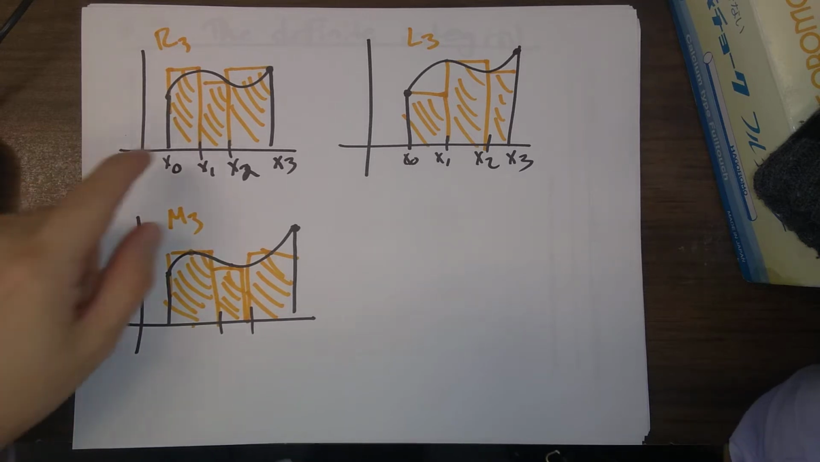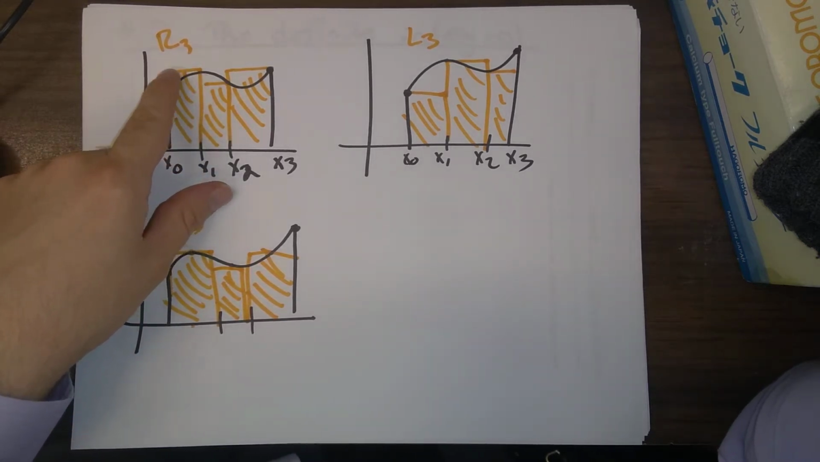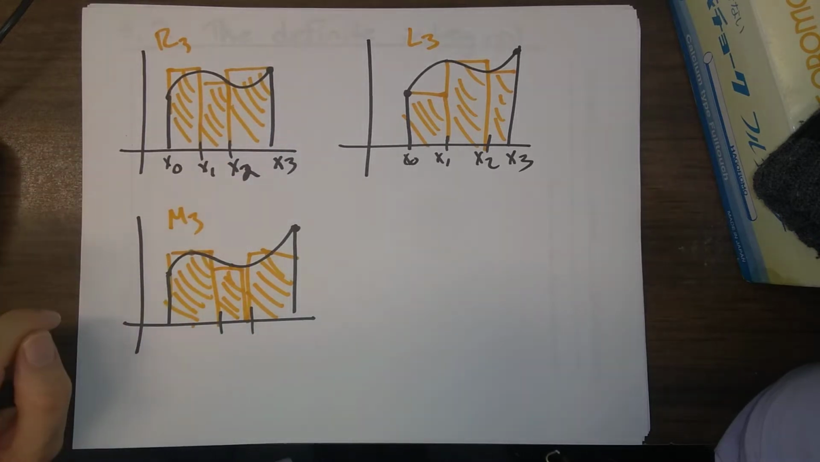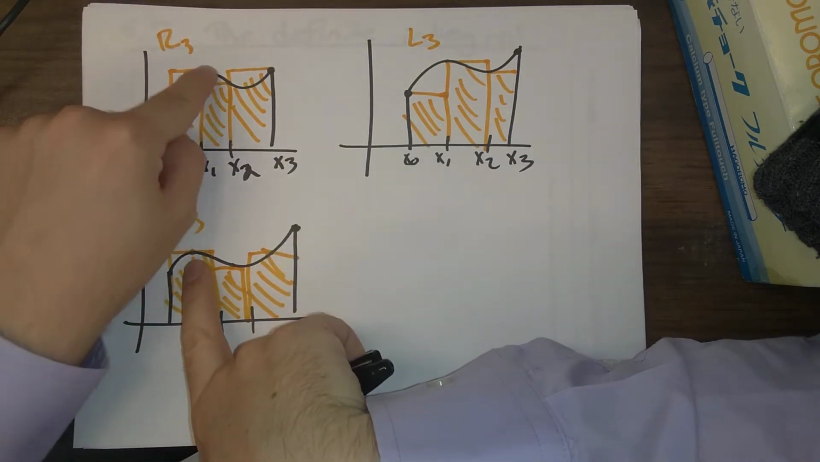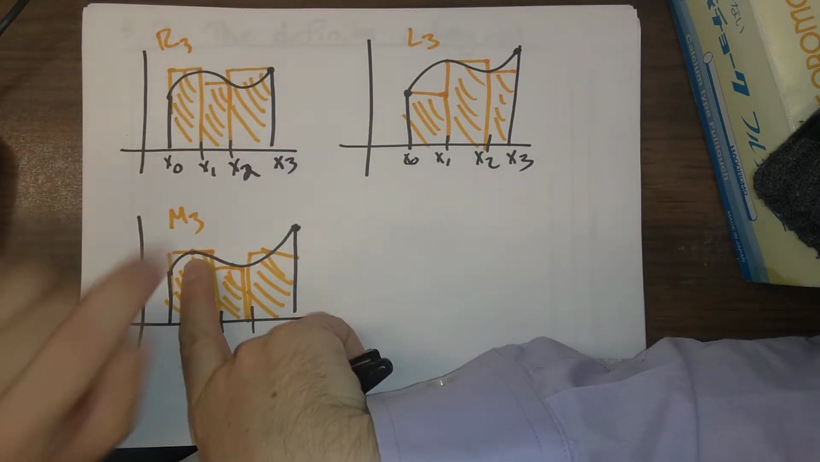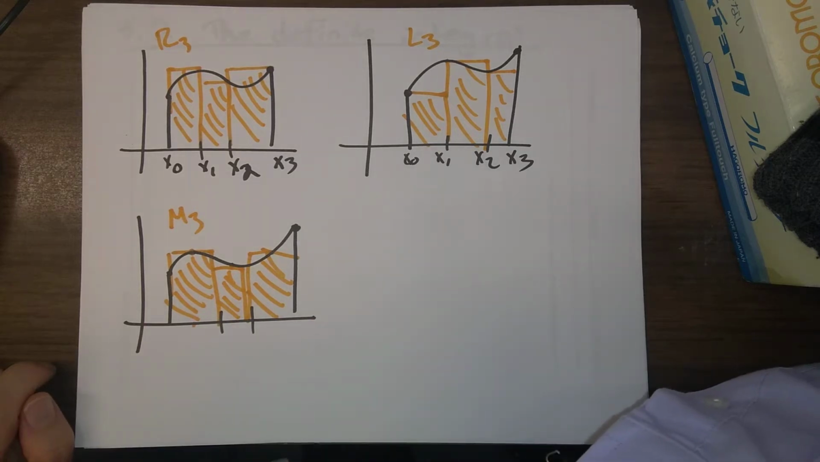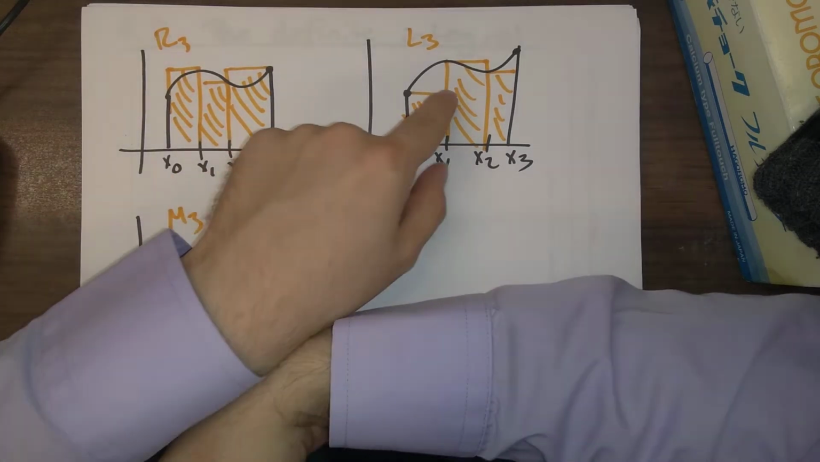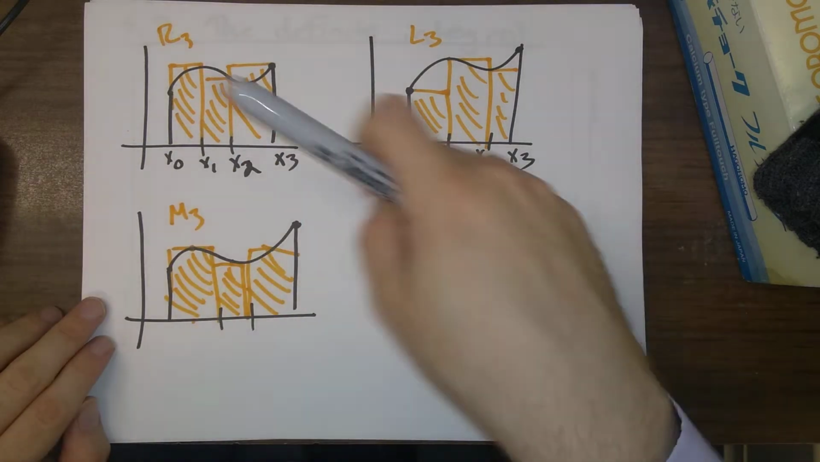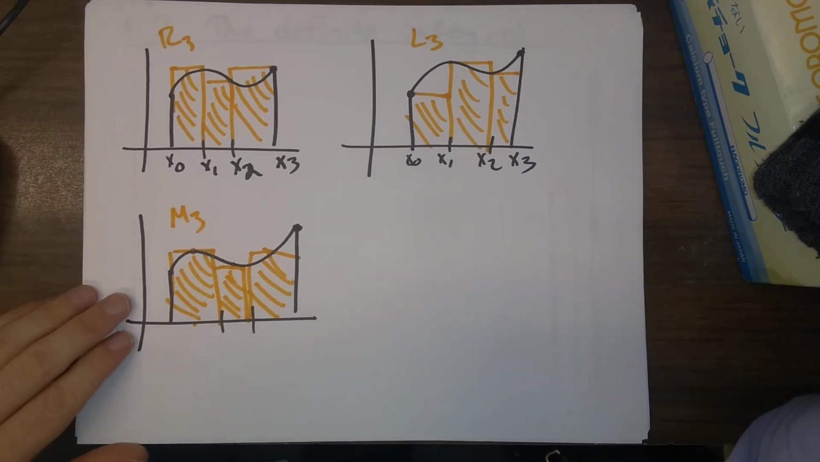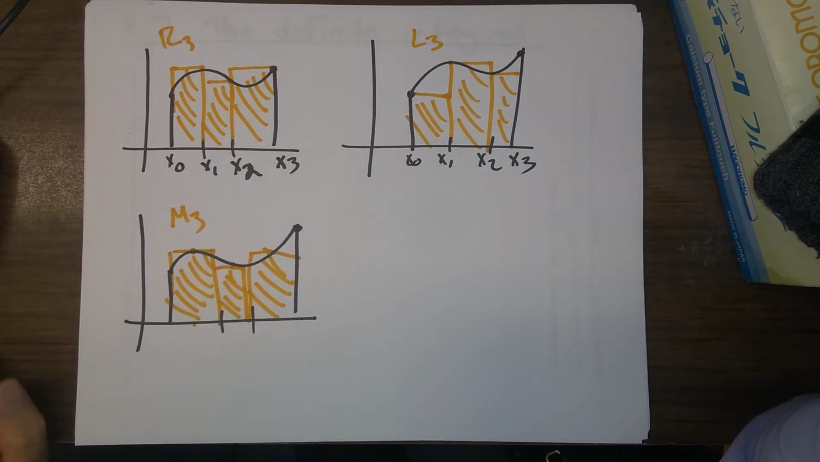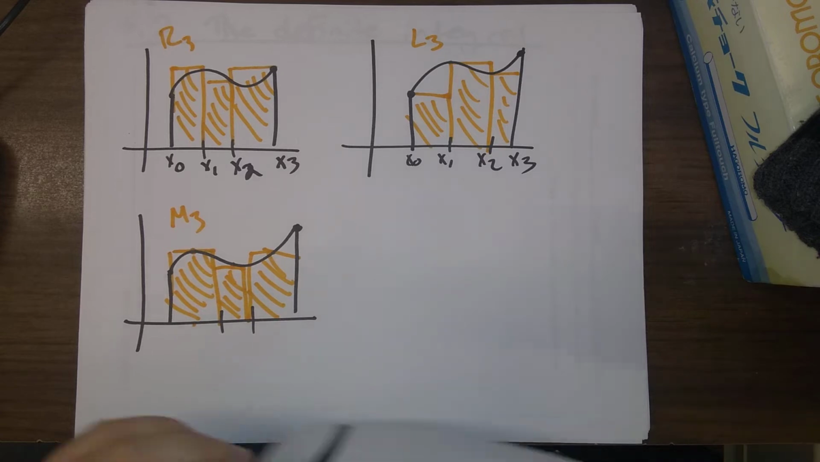We could approximate area using right endpoint rectangles. In this case, we want to chop it up into three subintervals. We draw rectangles with the heights from the right endpoint of each interval. We can do left endpoint approximations with left endpoint rectangles, or we could use the midpoint to construct your rectangles. In this case, I've done it for three rectangles in each case. Of course, we could have as many rectangles, as many subintervals, as we want.